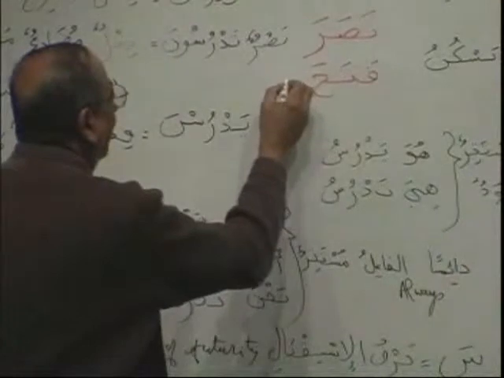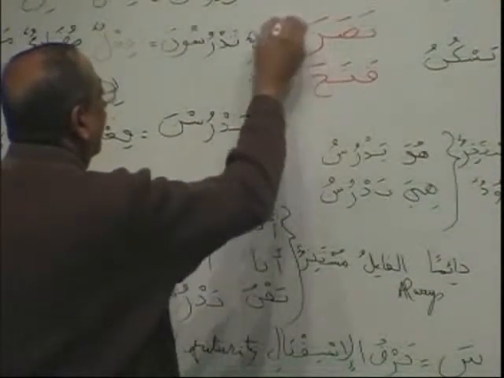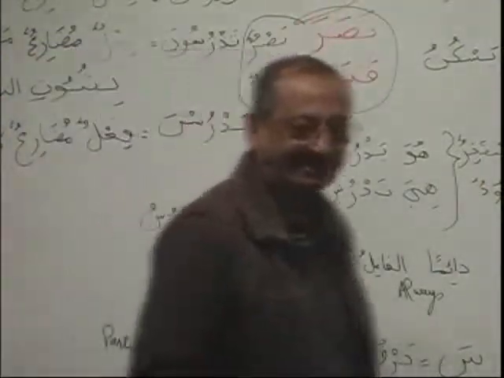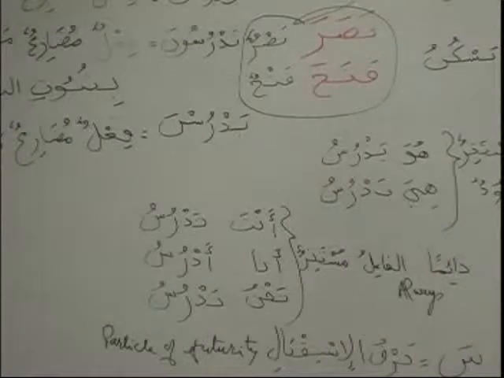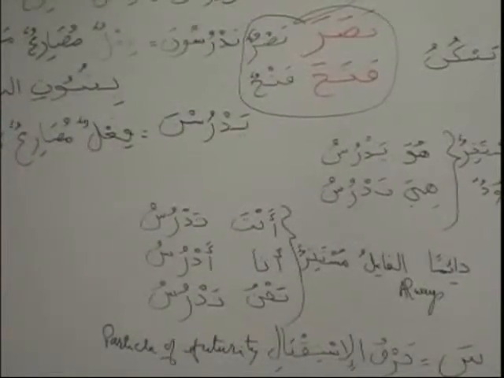And what will be here? Are you with me, brothers and sisters? See, you know it already. Okay? So if I say to you, Ja'a, what is Ja'a, brother? Fi'l madi. Where is the fa'il? Let me write it down.